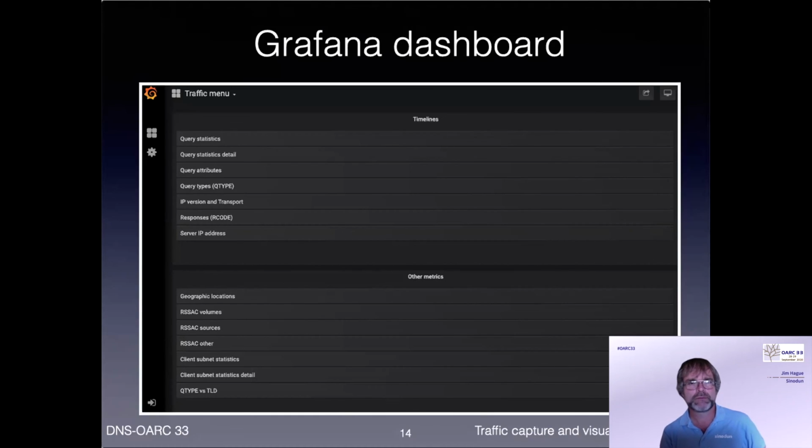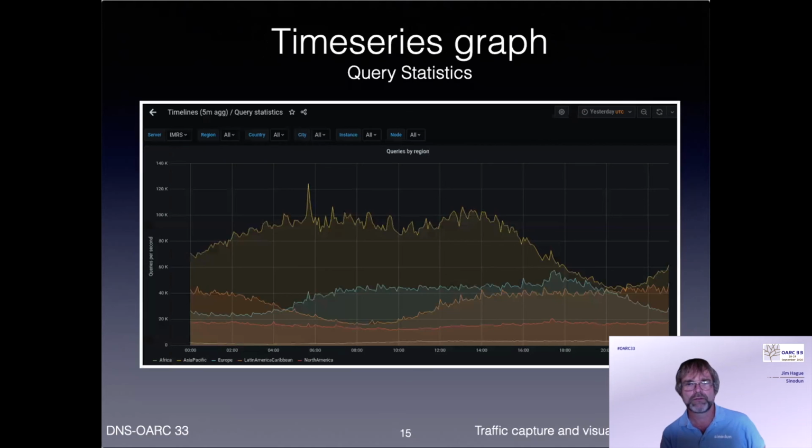Grafana has limited facilities for menus and so forth. So here's the landing page. As you can see, we've just grouped all these plots into various different categories, or dashboards as Grafana calls them. Let's look first at a typical Grafana time series graph. This is queries plotted by different regions. Above the graph, you will see some drop-downs. These drop-downs enable you to restrict the graph to subsets of the total available data.